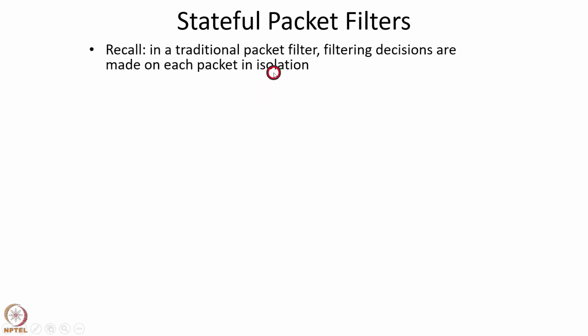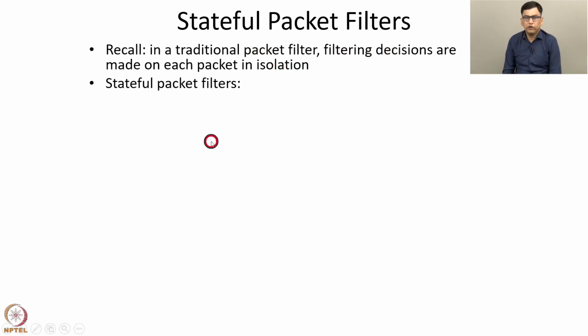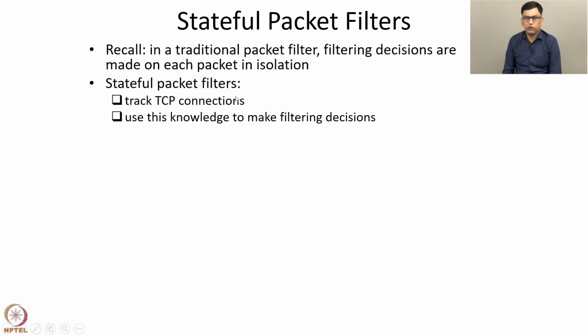Now recall that in a traditional packet filter, filtering decisions are made on each packet in isolation. In contrast, stateful packet filters track TCP connections. That is, they know which TCP connections are active between a host inside the organization's network and a host outside the network, and they use this knowledge to make filtering decisions. Stateful packet filters maintain a table in which all the TCP connections that are active are stored.